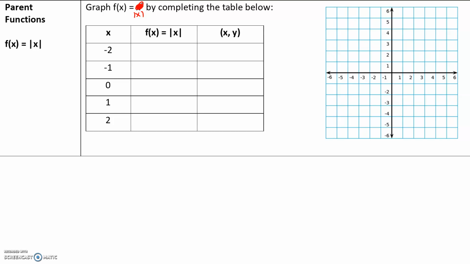Okay, sorry, this should say graph f of x equals the absolute value of x by completing the table below. Next, our next parent function is the absolute value function. So we're going to get f of -2. Once again, this is our input, so we're going to replace the x in the absolute value with -2, and the absolute value of -2 is 2. So we got -2, 2.